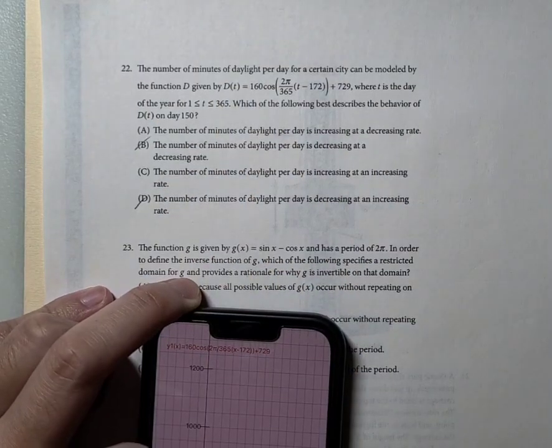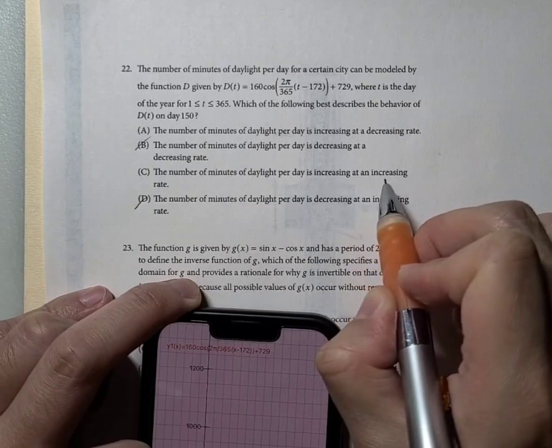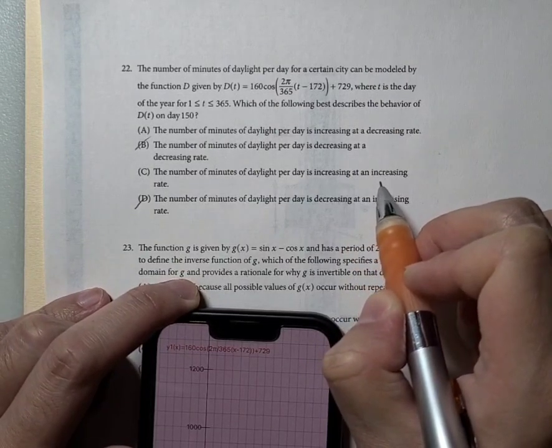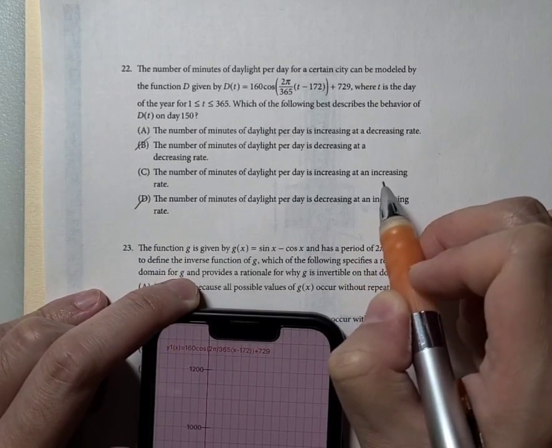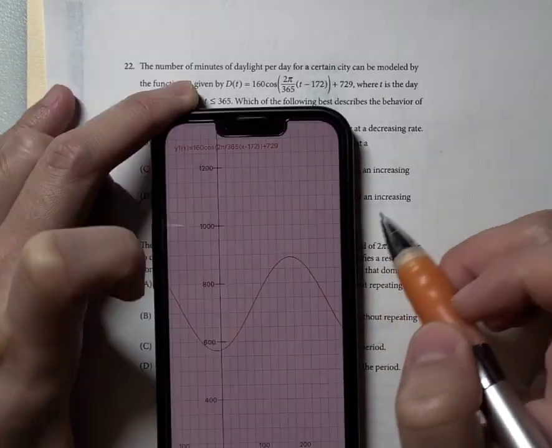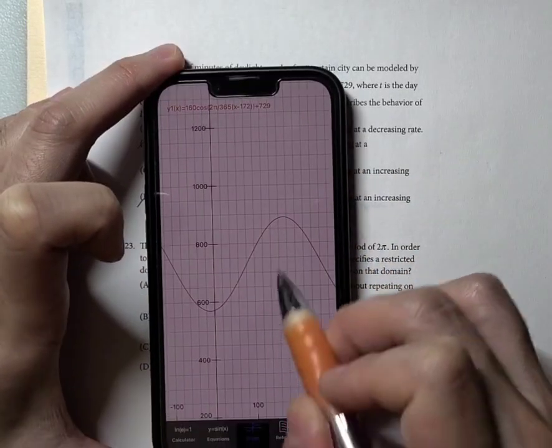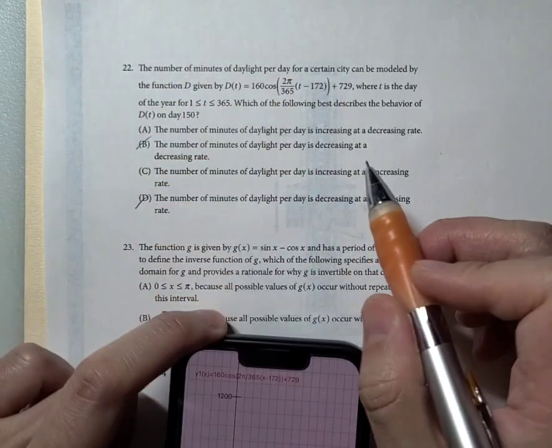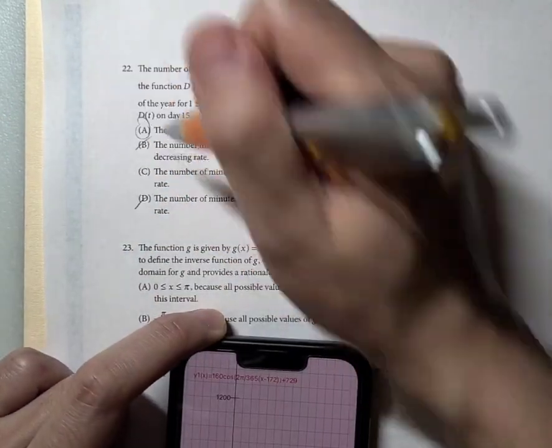So is it increasing at a decreasing rate or increasing at an increasing rate? If you remember in the previous problem, in the no calculator portion, this is related to concavity. So is it concave up or down at 150? It's concave down, so it's increasing at a decreasing rate. So it should be A.